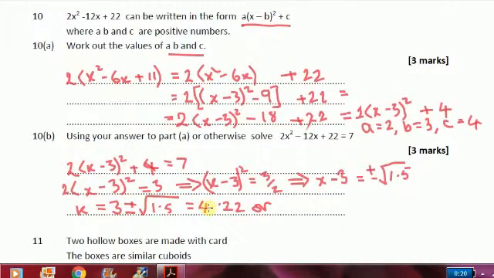4.22 if I take the top value with plus, and if I subtract the square root of 1.5, I get 1.78 to 3 significant figures. So those are my two solutions for the quadratic. Generally speaking, a quadratic should have two solutions.